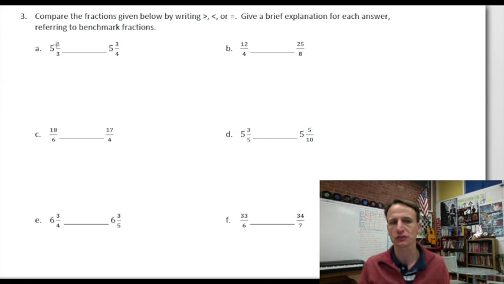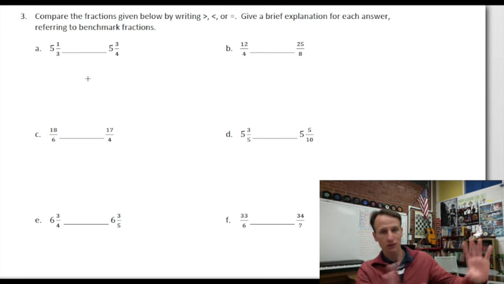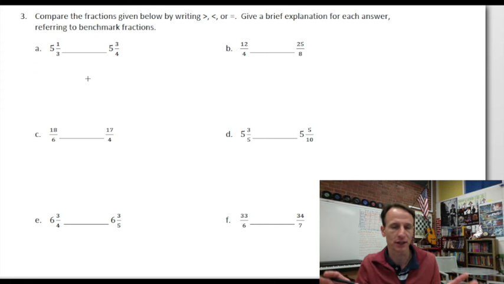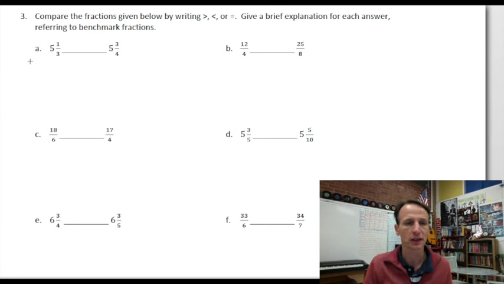We look at this first one, 5 and 1/3 compared to 5 and 3/4. Look, we know that 1/3 is less than 3/4, right? So we can set aside those 5 whole pies and just look at the fractional parts and say, well, they both have 5. Okay, so forget about that for a minute. We're really comparing 1/3 and 3/4. And we know that 3/4 is greater than 1/3. And that can actually be our explanation here.